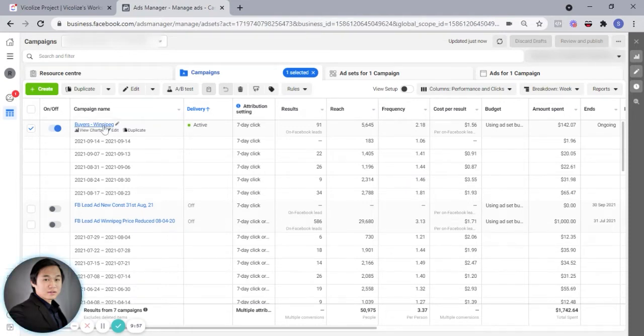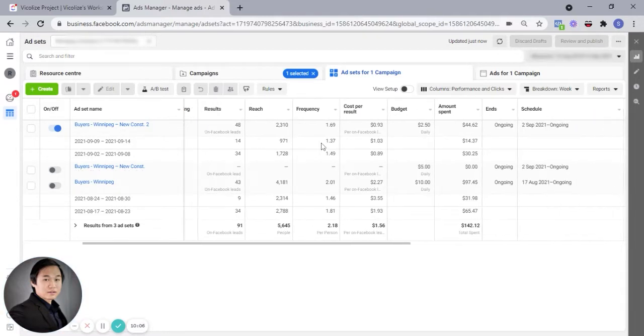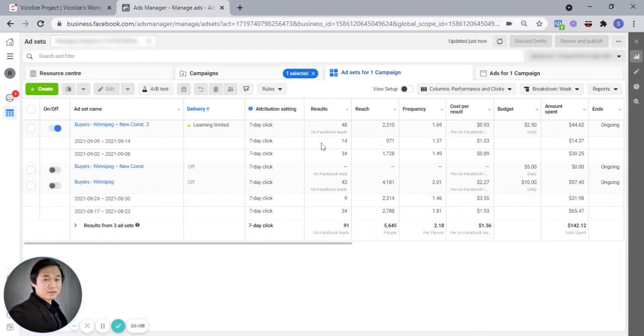Okay, so on the ad set level, let's talk about this learning limited. What does it mean? Does it affect our ads, or what is the deal with learning limited? When we turn on any ad, it's in the learning phase, right? It needs a particular number of conversions on that ad to get out of the learning phase.